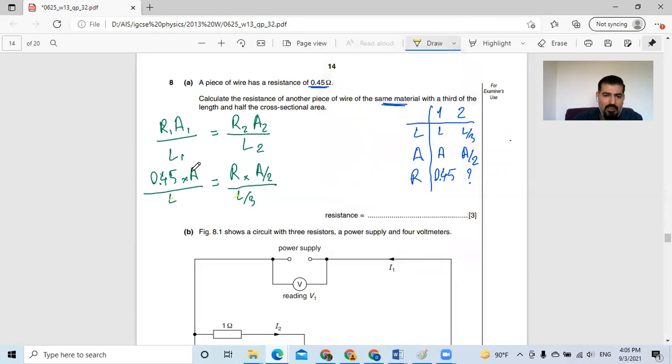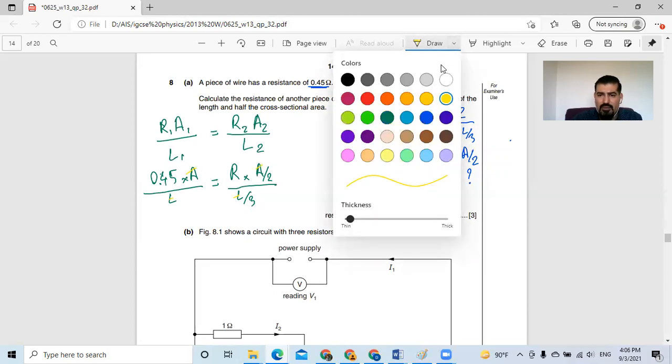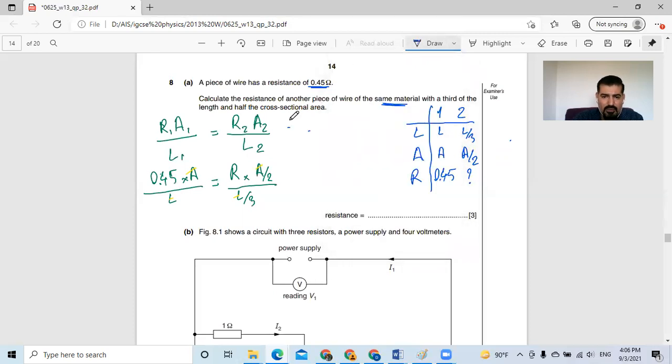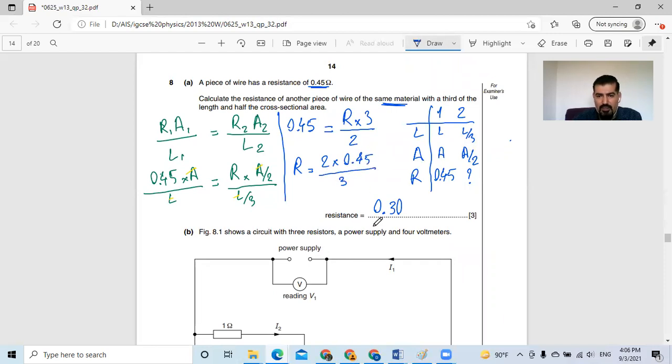We can cancel L with L, A with A. What we will find out here is that 0.45 is equal to R multiplied by 3, we move the 3 to the top, divided by 2. By doing cross multiplication, it will be 0.30. What we did here: R equals 2 multiplied by 0.45 divided by what? 3, and this is the answer, and don't forget the unit, which is ohm.